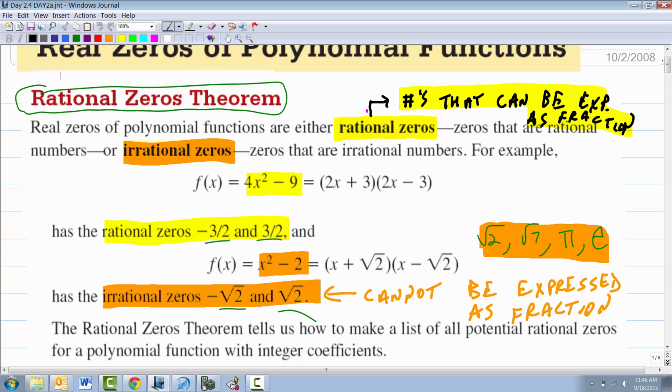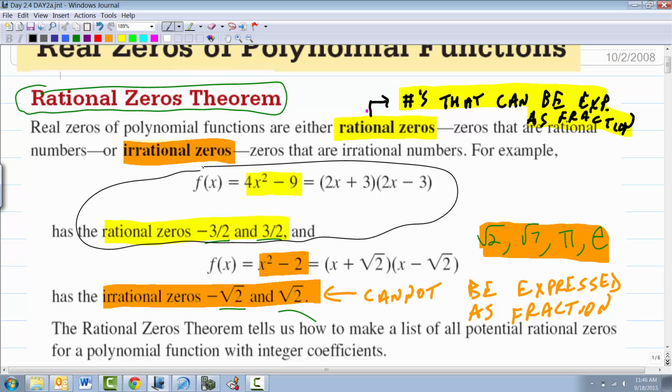Rational zeros theorem. We have to remember what a rational zero is. A rational zero is this yellow that I have highlighted here. I just circled it. So 4x squared minus 9, if you found the zeros for that, you get 3 halves and negative 3 halves. Rational, can be expressed as a fraction. The next one, x squared minus 2, that's weird.